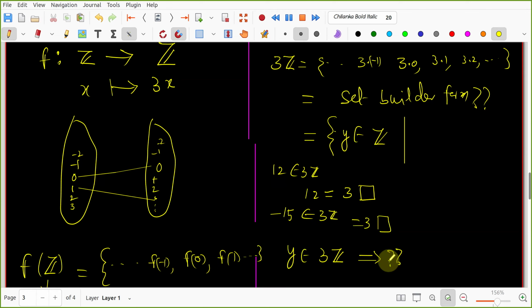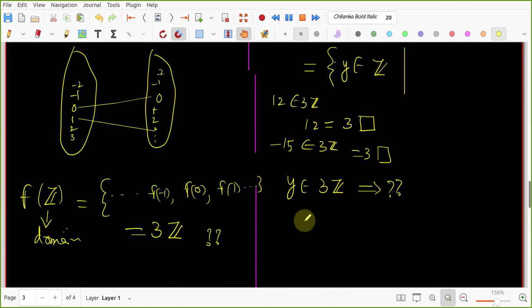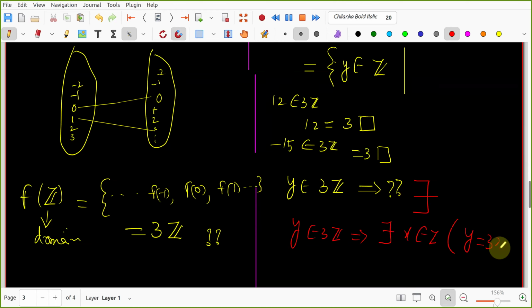For y? There exists x belonging to capital X, that y equals 3x. So this is important. This is very, very crucial. Okay. There exists. Y belongs to 3Z implies there exists x belonging to Z such that y is equal to 3x.